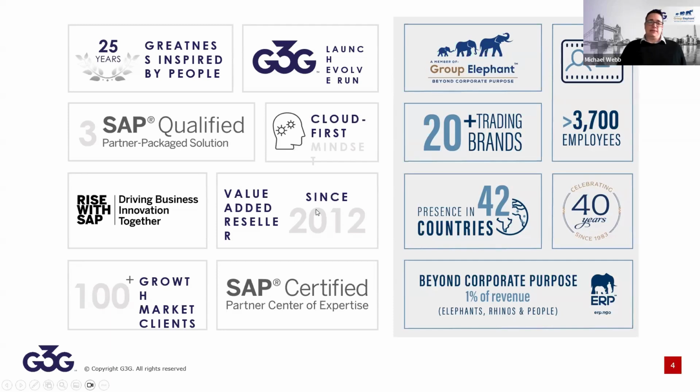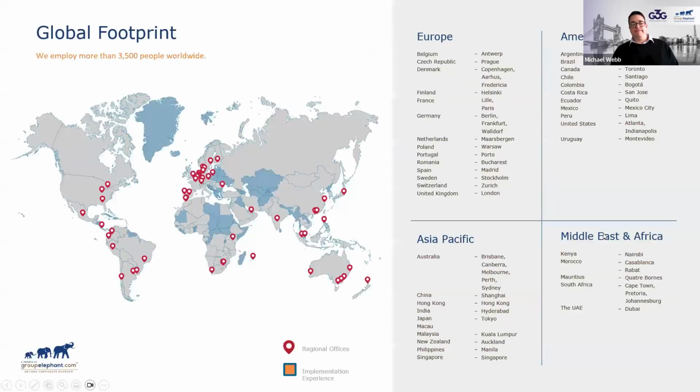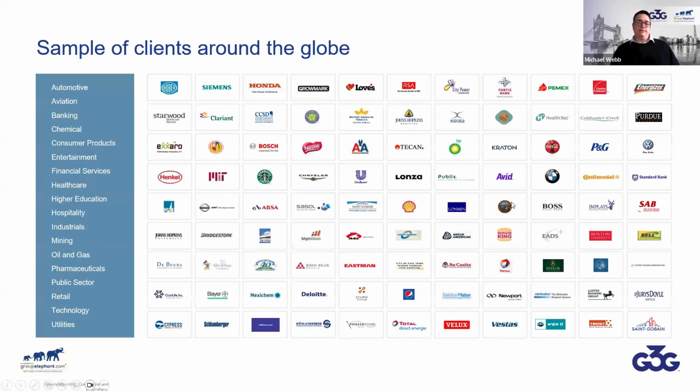Next slide, please, Chris. These are some of the companies that work in the brands under the Group Elephant, G3G being one of them, and around the SAP, ERP, S4HANA, and ECC6. Next slide, please. As we said, we've got a global approach. We've got a footprint from the States all the way to Australia, with able to support any entity globally. Next slide, please, Chris. And these are just some of the clients that we work on globally.